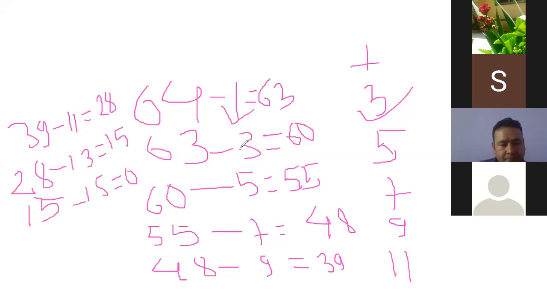Now check how many. 1 odd number, 2 odd numbers, 3, 4, 5, 6, 7, 8 odd numbers. So 8. Square root of 64, how much did you get? 8. Yes, 8. Correct. Now any problem? No, sir. Okay, good. Everybody got it or not?